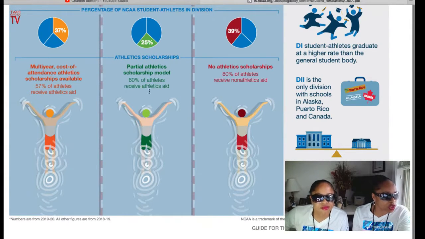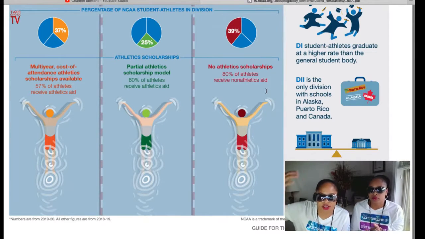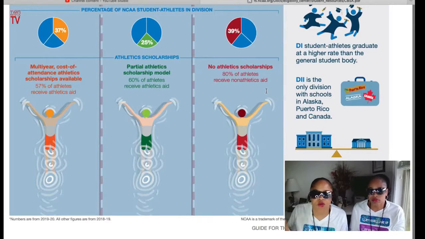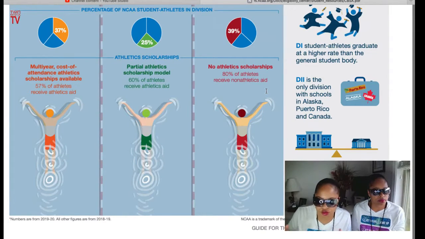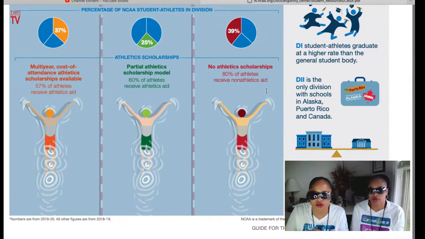We're talking about Division 2. We're talking about a partial athletic scholarship model. 60% of athletes receive athletic aid. And then in Division 3, no athletic scholarships. 80% of athletes receive non-athletic aid. So that could be financial, grants, academic, whatever kind of way. You can still get some kind of funding for Division 3 schools. So these are the kind of categories you need to look at to see where you fit as an athlete.